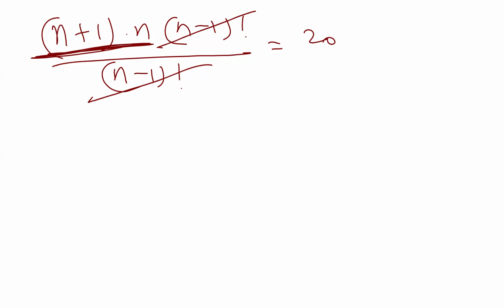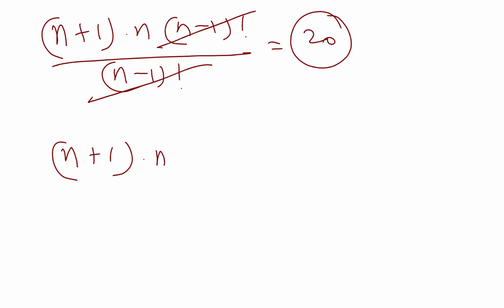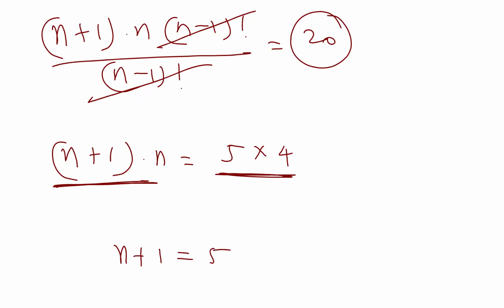So on the right hand side also, we will split this 20 into two parts such that there are two consecutive terms. So I cannot write 10 into 2, because 10 and 2 are not consecutive. So I'll just write 5 into 4. So two consecutive terms is equal to two consecutive terms. Now you equate the bigger to bigger or smaller to smaller. So I'm equating bigger to bigger, n equal to 4. And if you equate smaller to smaller, you'll get the value of n as 4. Smaller term equal to smaller term.